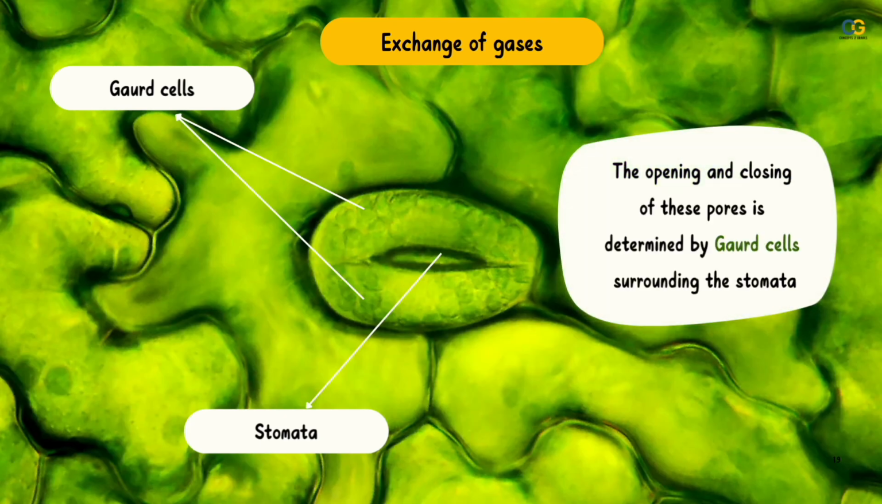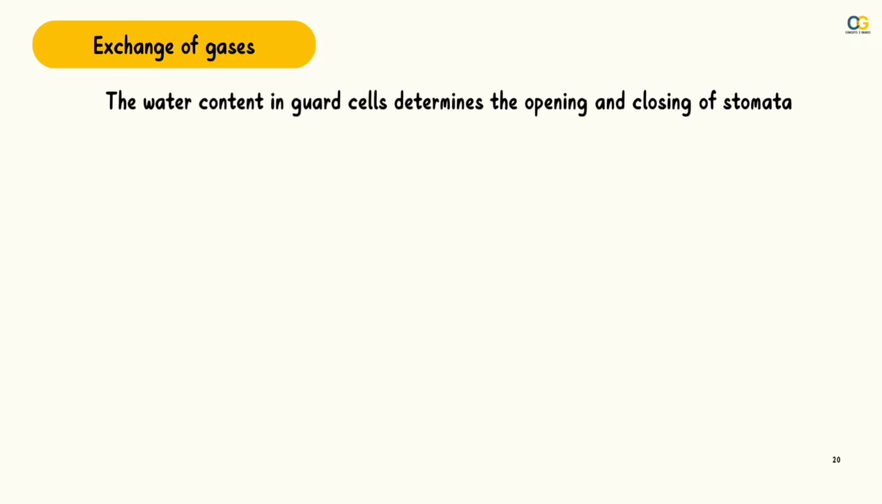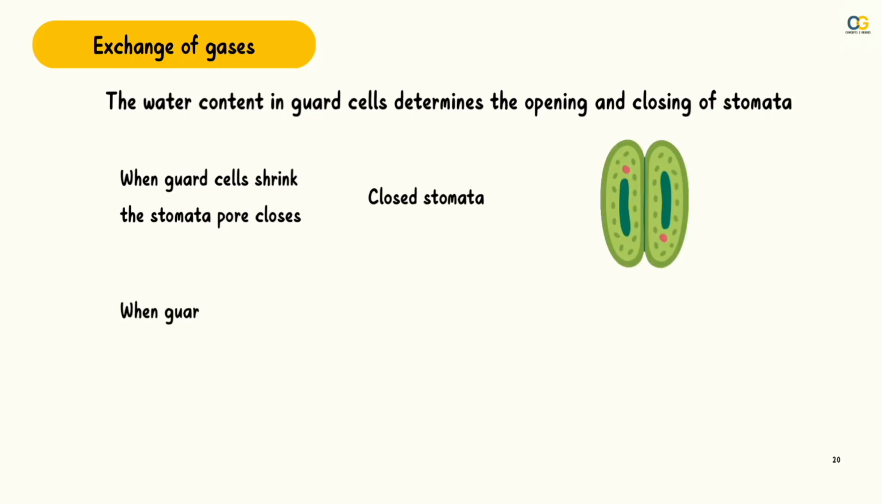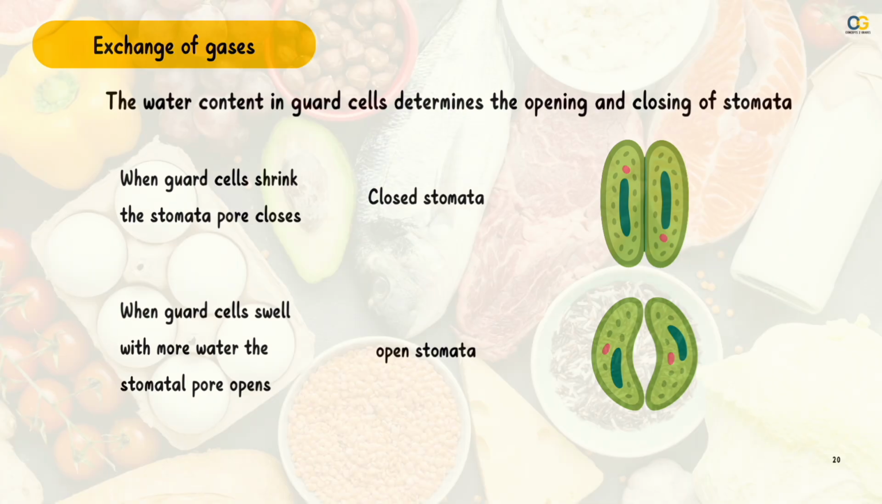How are they able to decide that? Well, the water content in the guard cells determines the opening and closing of stomata. So when the guard cells shrink, the stomatal pore closes. And when the guard cells swell with water, the stomatal pore opens. This helps in exchange of gases for all the terrestrial plants that we see. This completes autotrophic nutrition in plants.